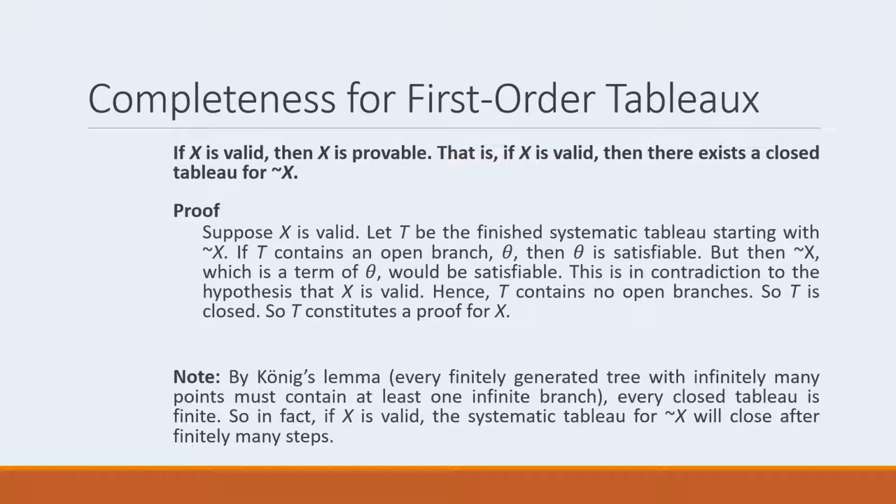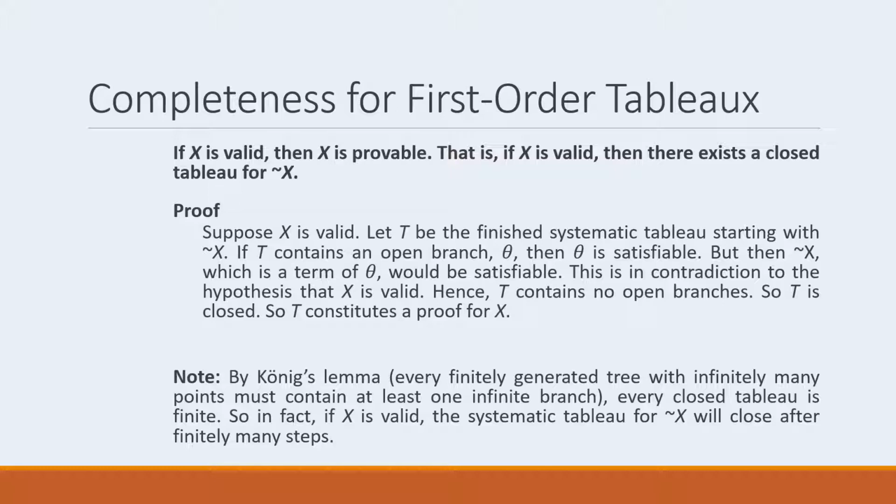Let T be the finished systematic tableau starting with not X. If T contains an open branch, theta, then theta is satisfiable, but then not X, which is a term of theta, would be satisfiable. And that's in contradiction to the hypothesis that X is valid. Hence, T contains no open branches, so T is closed, so T constitutes a proof for X. That's all there is to it.